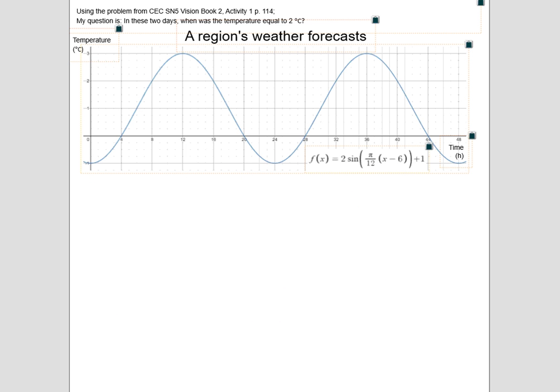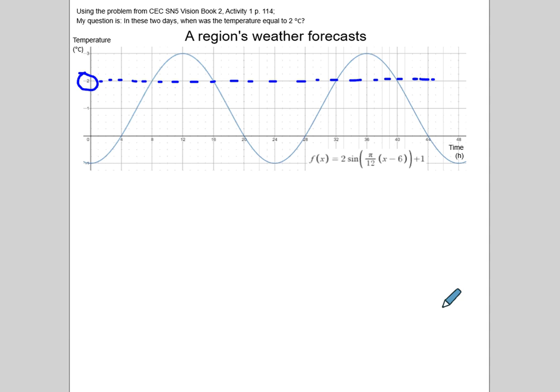So the first thing I wanted to do was to look at a real life problem. I used the problem from CSC Vision Book 2, Activity 1, page 114. They're showing you the region's weather forecast, and they're also giving you the equation here at the bottom. My question is, in these 2 days, when was the temperature equal to 2 degrees Celsius? You can see 2 is around here. So when is it that the temperature is equal to 2 degrees Celsius?